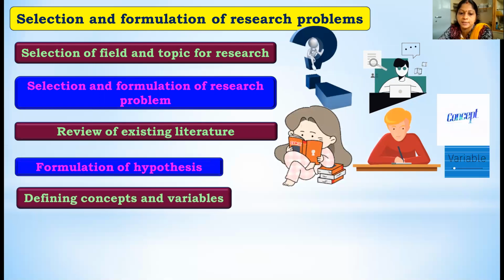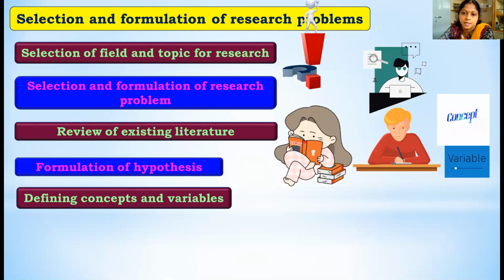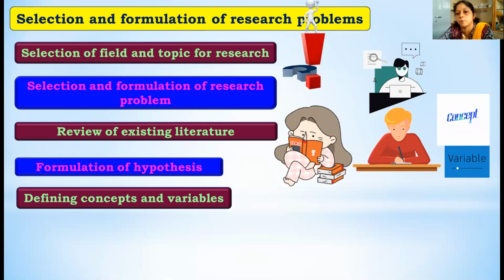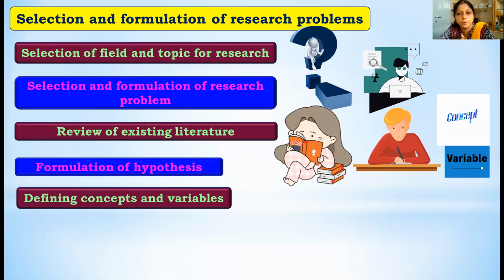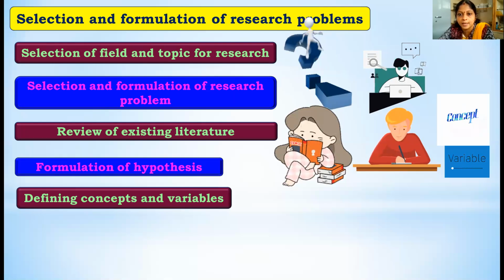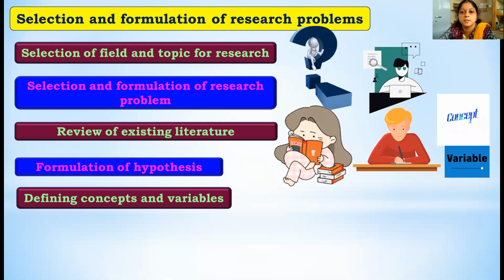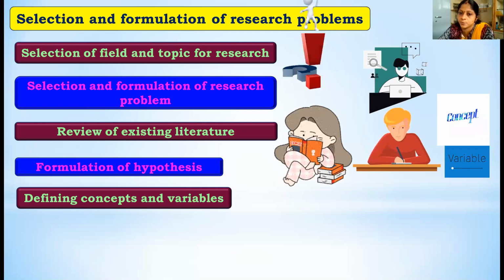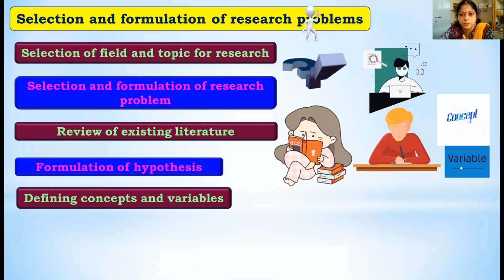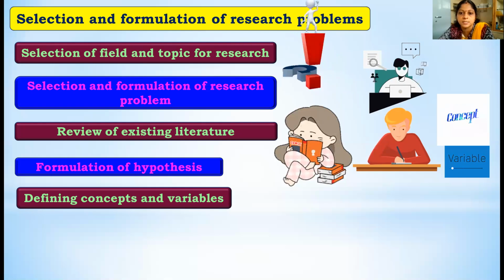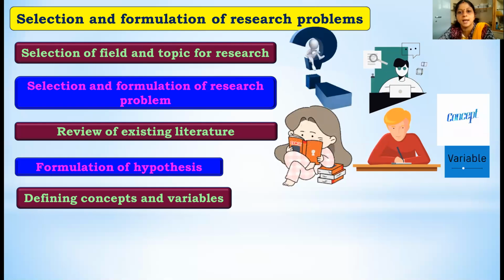Then you have to define the concepts and variables. That means what is the major concept of my research, and what are all the variables I want to consider to go with my problem. For example, if it is on empowerment of women, I have to define what empowerment is according to my investigation, and what the variables are with respect to empowerment: the social aspect, educational, entrepreneurial, economic aspects, or maybe cosmopolitanism. Like that, I have to define certain variables for my study.